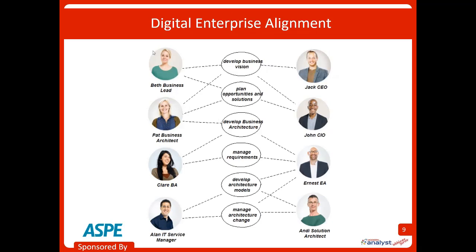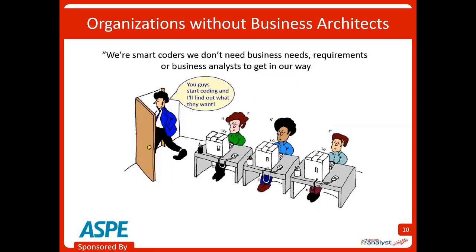Well, I did downplay the business side, although they're number one. But the business leaders work with CEOs to develop a vision. The business architect is directly involved in the vision, planning opportunities and solutions, and developing the business architecture. The CIO is also involved in these. We get BAs involved with business architecture and managing requirements, and then we get architects, and all the way through to the IT service group and the solutions architects. If we don't have that alignment, we don't execute. And I'll touch on a bit more what execution means in the digital world, digital enterprise alignment.